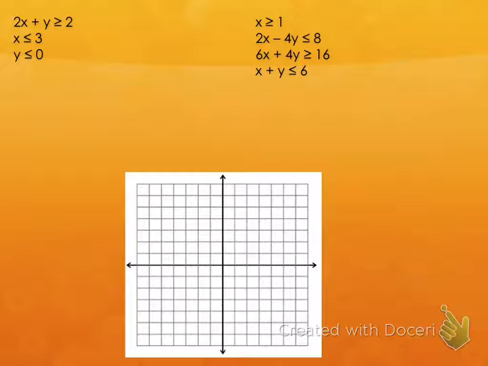Another example here on the right hand side, when I have 4 of those equations all at one time. Again, I'm going to get y by itself on each of these. So for this first one, I subtract 2x to the other side, 8 minus 2x, divide everything by -4. So y is, flip my sign since I divided by a negative, -2 plus 1/2 x.